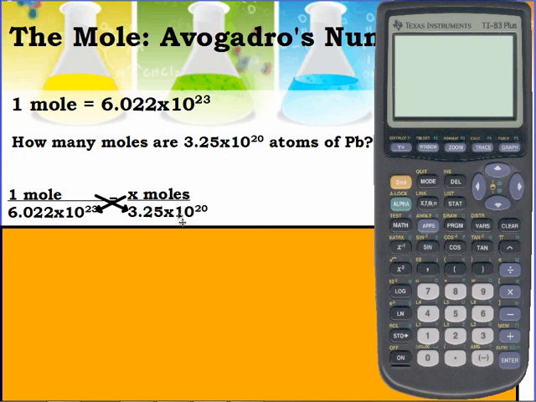Now, I did not put units here, and I should have, because they're asking me for the number of atoms, so I should have atoms here and atoms there. The next step is to cross multiply, just like we did before.